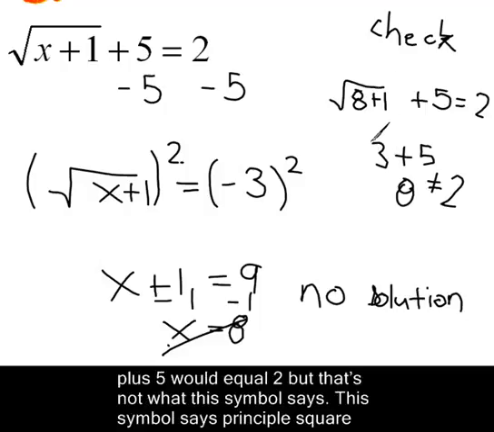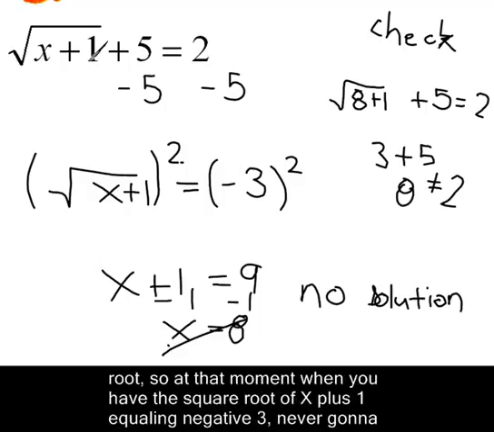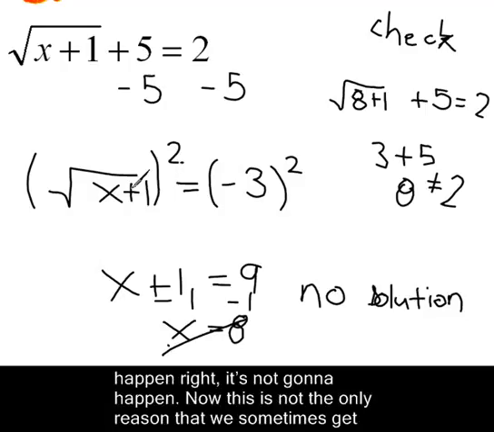But that's not what this symbol says. This symbol says principal square root, right? So at that moment, when you have the square root of x plus 1 equaling -3, never going to happen, right? It's not going to happen.